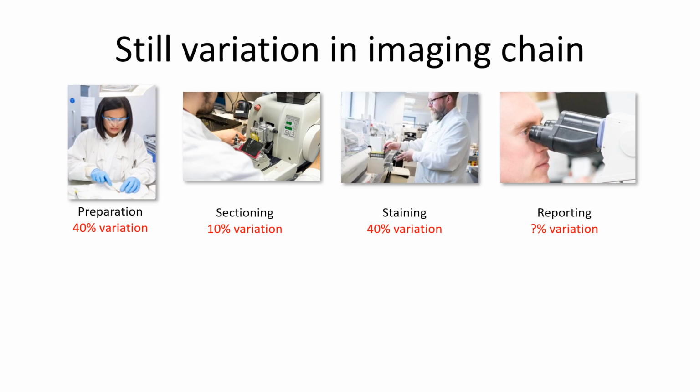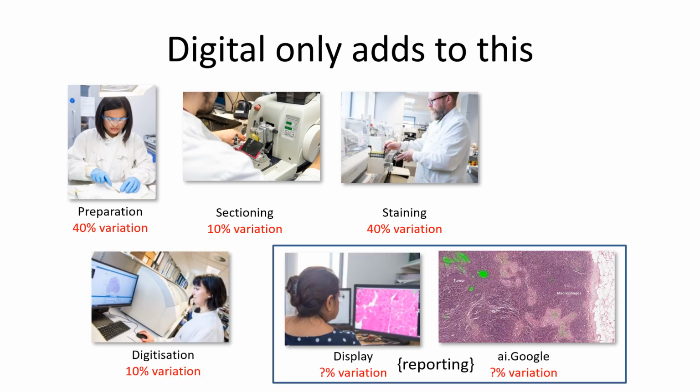And we've estimated these variations to be around 40% for the preparation of the sample, 10% in section thickness variation, 40% of staining variation, and who knows what the reporting variation is. I know in radiology there can be up to 20% variation between diagnoses. And then add on top of that the variation from digitization, let's say 10%, and also from display, and of course nobody really knows what the variation is in artificial intelligence.